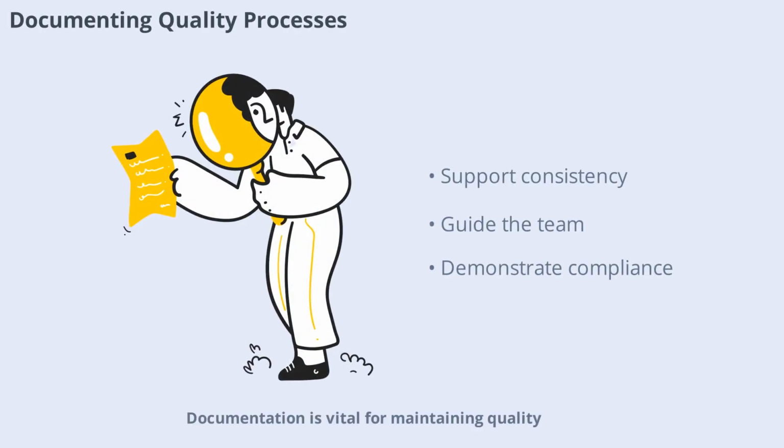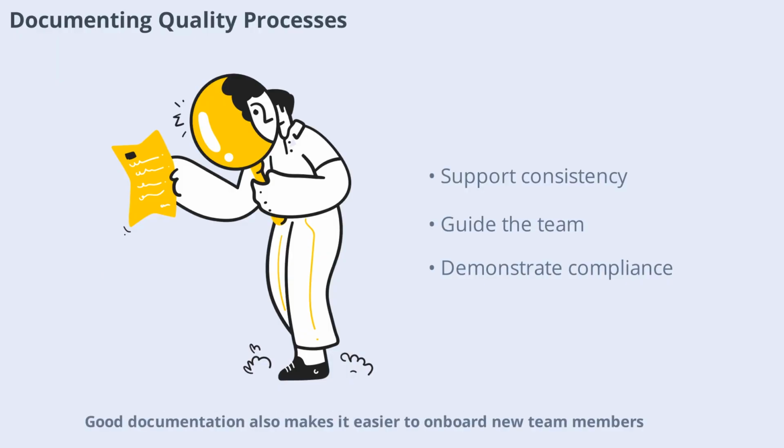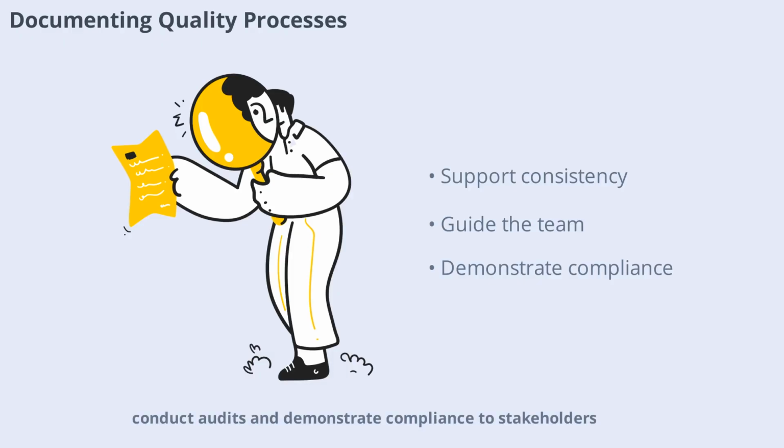Documentation is vital for maintaining quality. By clearly documenting your quality processes, standards, and procedures, you create a reference that guides the team and supports consistency. Good documentation also makes it easier to onboard new team members, conduct audits, and demonstrate compliance to stakeholders. Keep your documentation clear, concise, and up to date for best results.